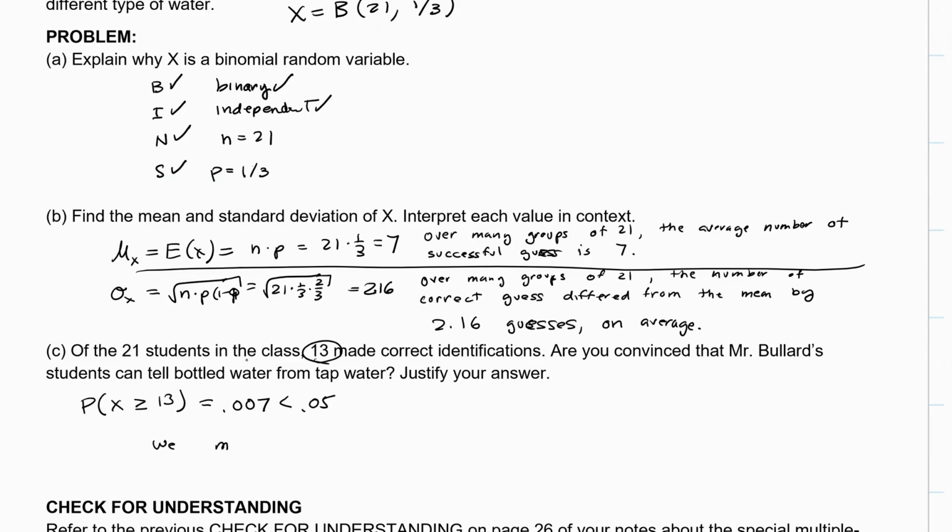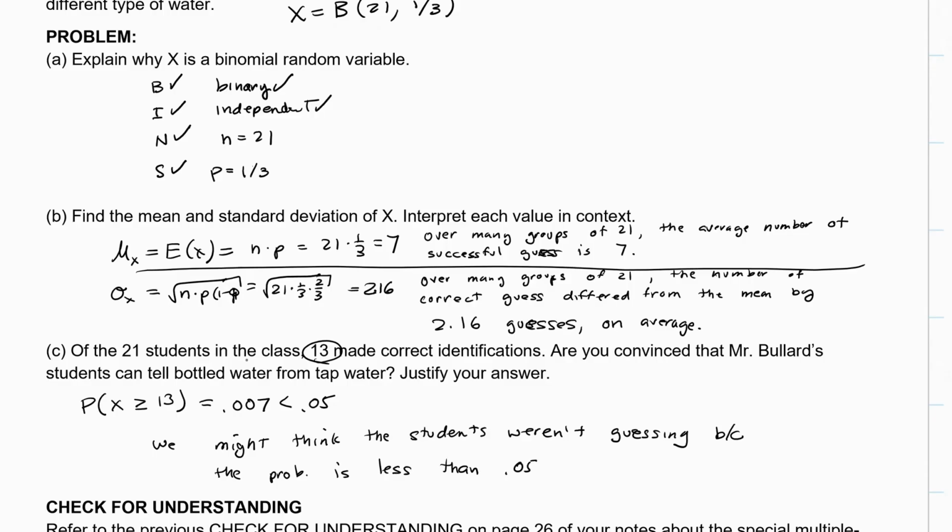we might think the students weren't guessing, because this outcome is much, much higher than you would expect if they were guessing, because the probability is less than our surprise factor of 0.05. All right.